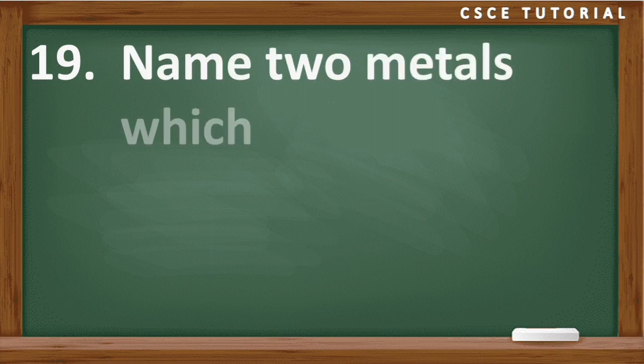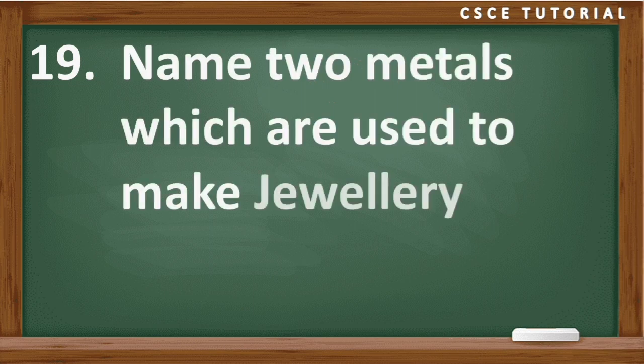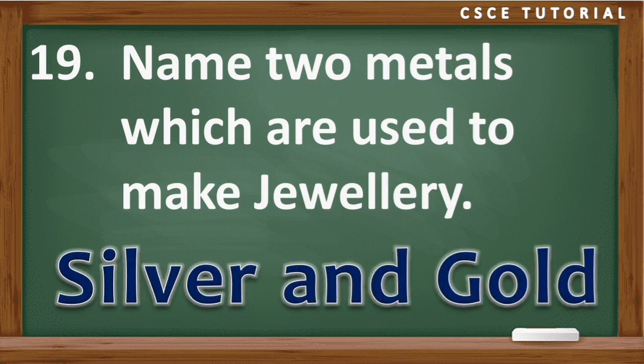19th, name two metals which are used to make jewelry. Now you have to give the name of two metals which are used to make jewelry. Silver and gold. Its answer is silver and gold are used to make jewelry.